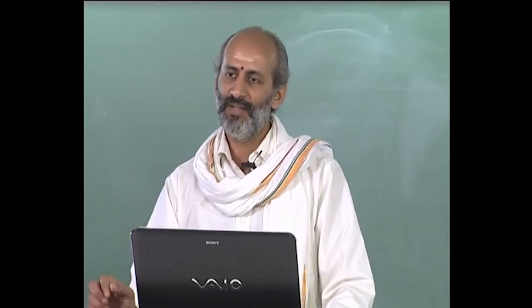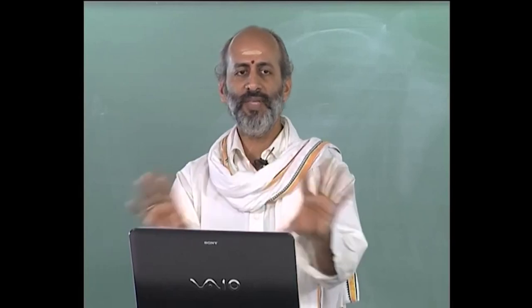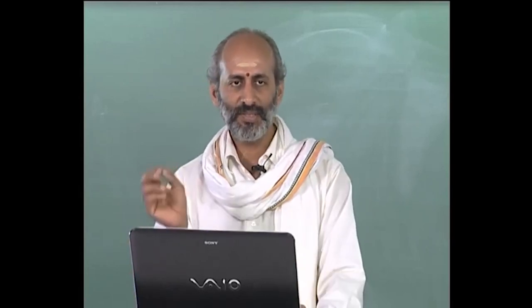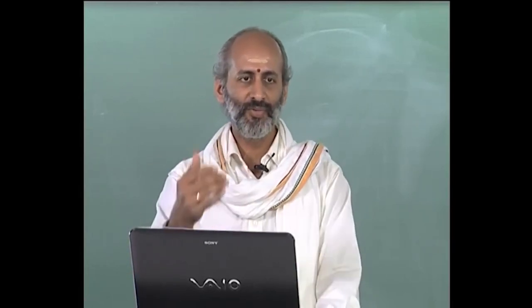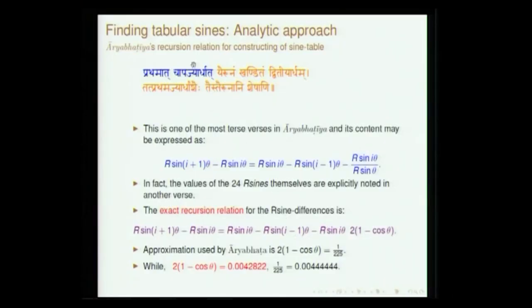So in fact, this verse has been slightly differently interpreted by different commentators. Bhaskara has given a certain understanding to us, and Neelakantha presents this slightly differently, but ultimately all of them agree that this is the recursion relation. But how is the recursion relation to be extracted out of this verse? There have been slightly different approaches. I am not going to discuss that in great detail. All that I want to say is this verse basically translates into this equation.